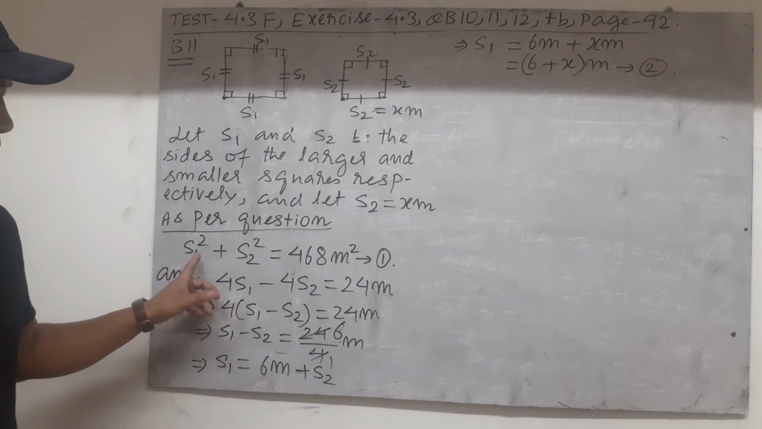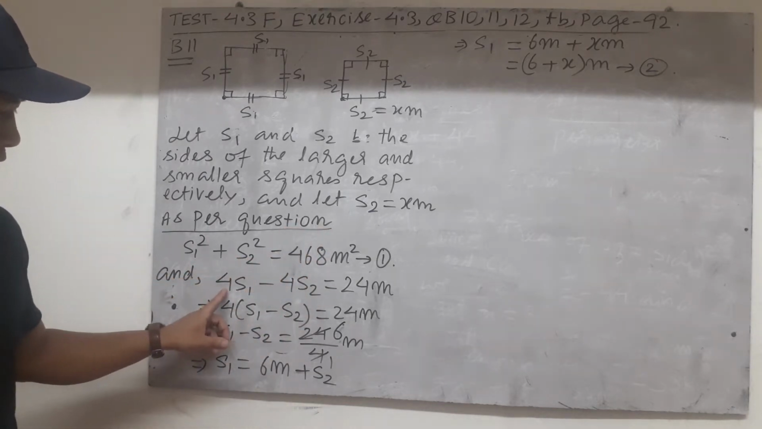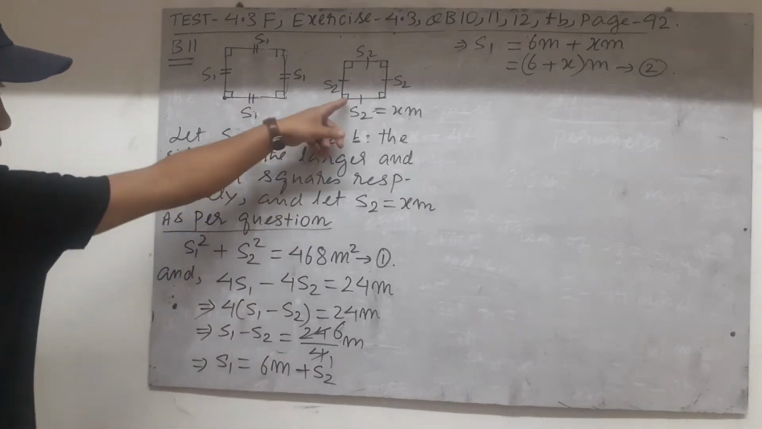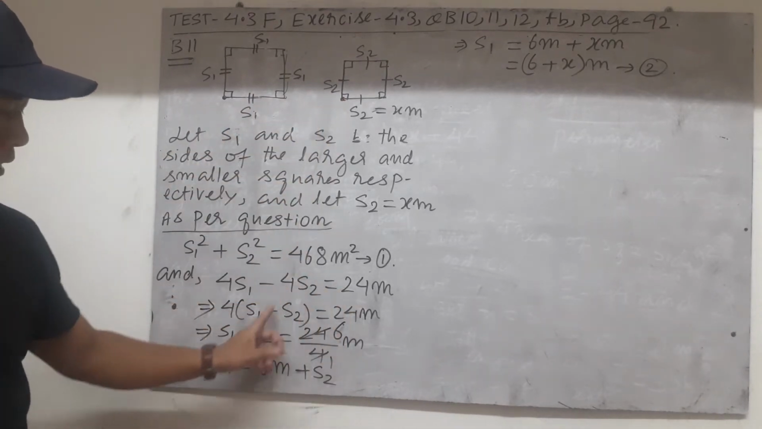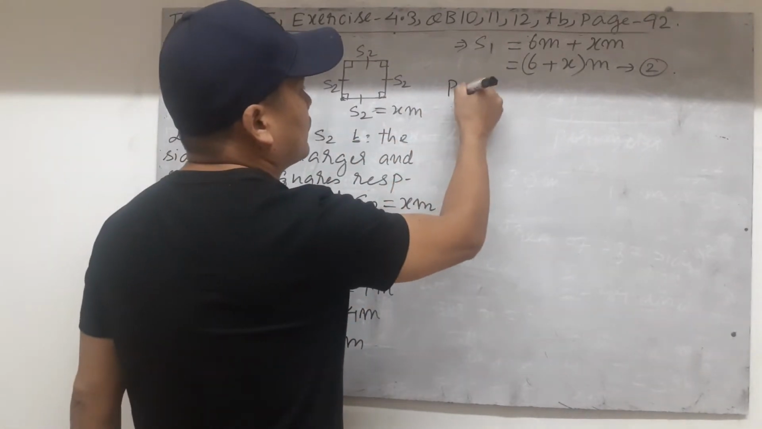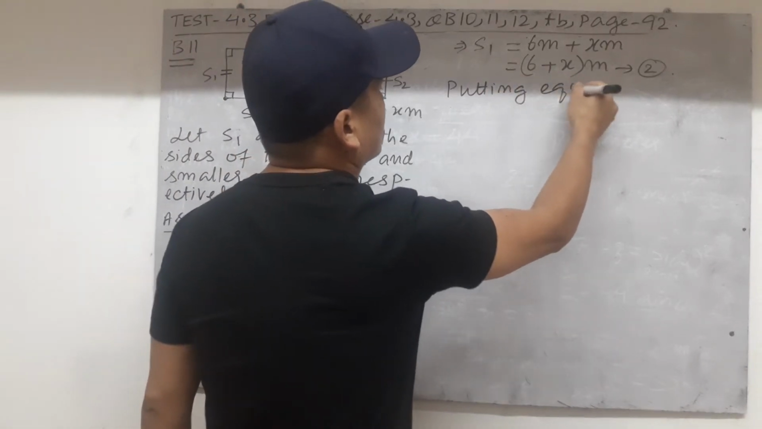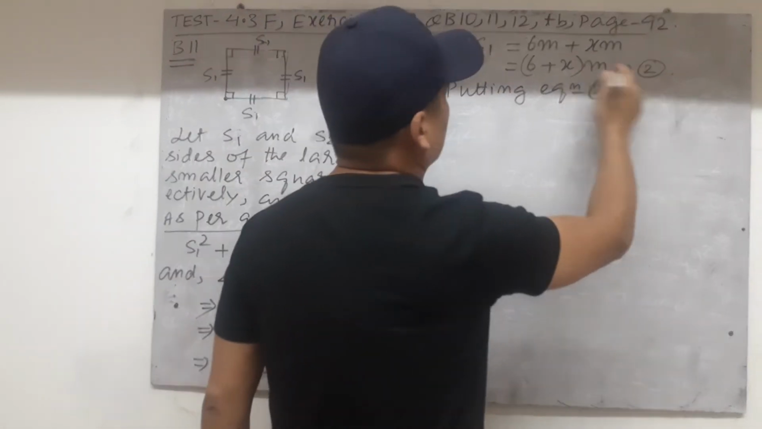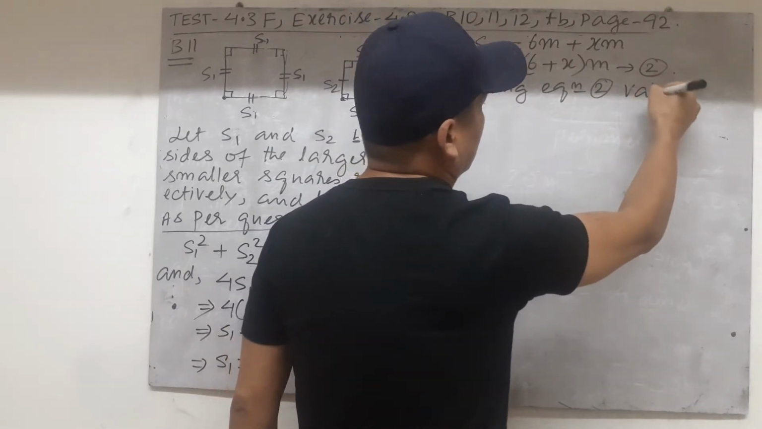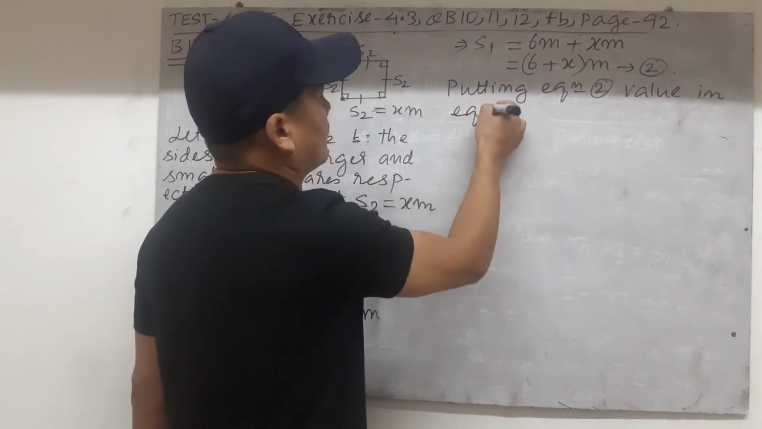Sum of their areas is 468 meters square. We got there, question 1. Difference of their perimeters, so perimeter of larger square minus perimeter of smaller square is equal to 24 meter. Solving, simplifying, we got that. So now you put like this, putting equation 2 value, means this s1 equal to 6 plus x meter inside equation number 1.